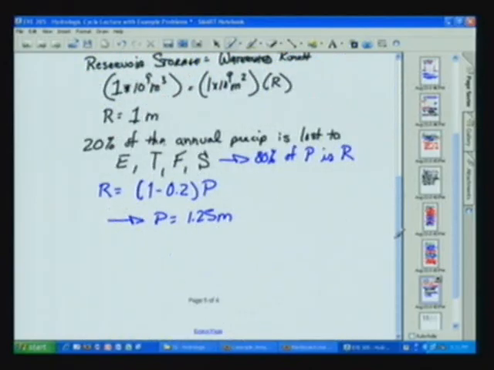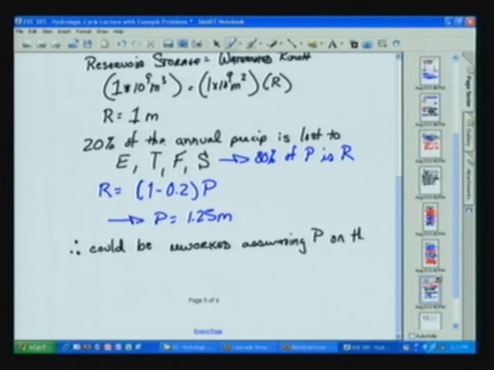Now, a note here for this particular problem is it could be reworked assuming P on the reservoir also supplies the reservoir. But I think you can look at this and see that the way this particular example was set up, if it had been worked that way, our numbers would have been a little bit odd, okay? Because we already have a little over 3 feet of precipitation, which is a fairly small amount.